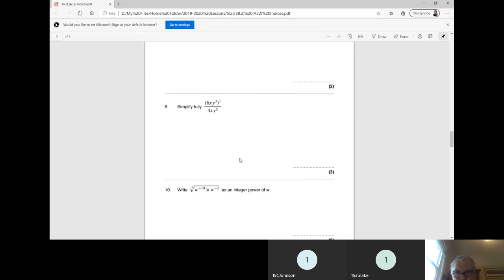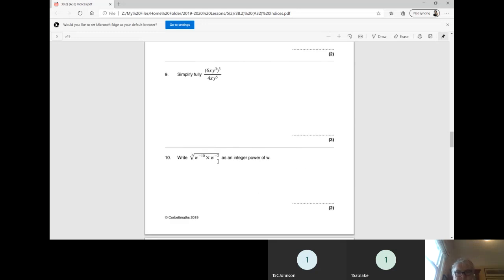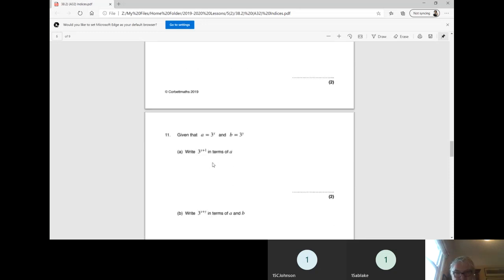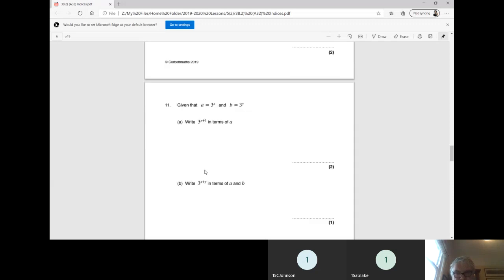Yes, 9 we've covered. And then, yes, 10 we're starting to get a bit trickier. But remember, if it's to the cube root, that is really just to the power of a third. So rewrite this as w to the minus 10 multiplied by w to the minus 2, all in a bracket, to the power of a third. Then step 1 inside the bracket, when you multiply, you add the powers. So minus 10 add minus 2. And then secondly, you'll have a power inside the bracket and outside the bracket. Just multiply those together.